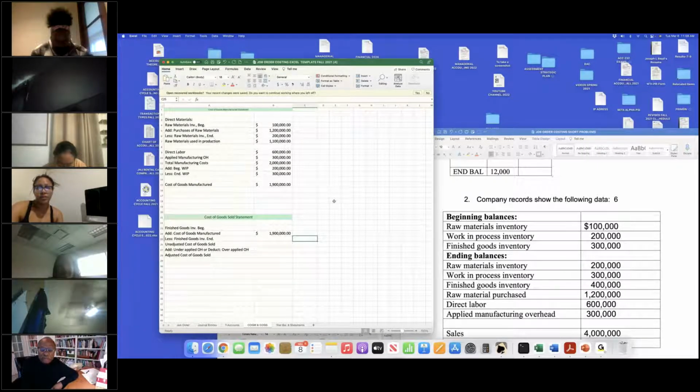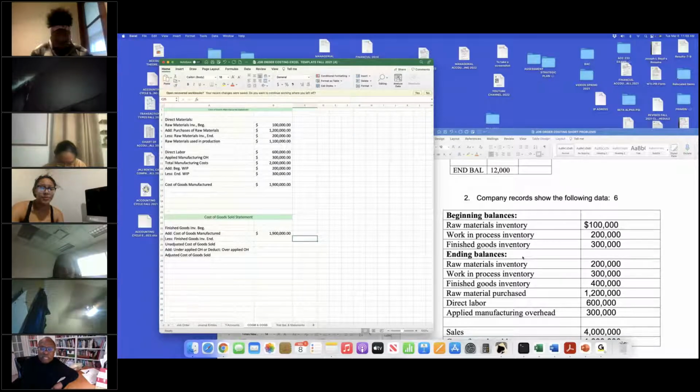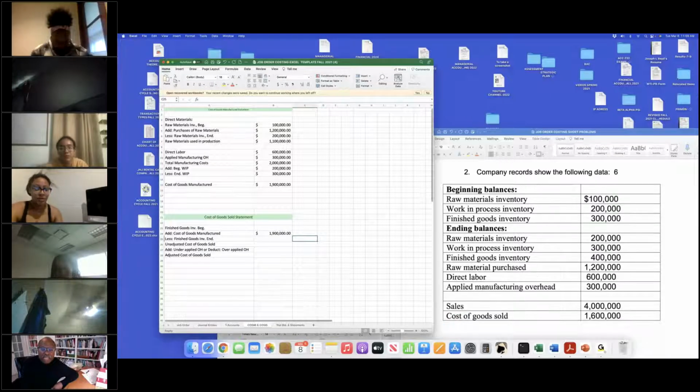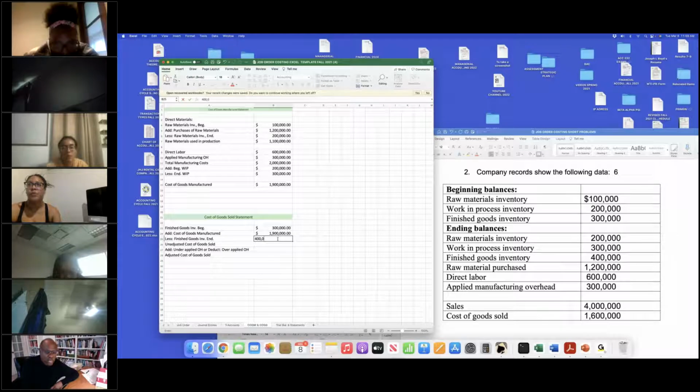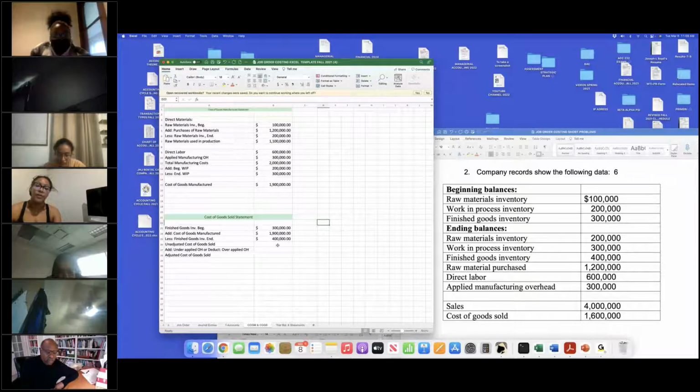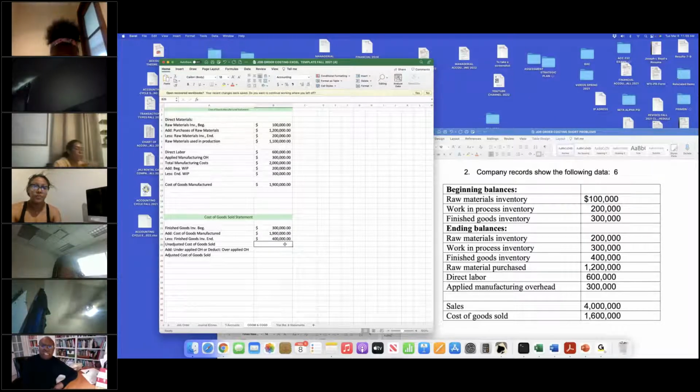What's our cost of goods sold going to be? 1.7. How do we get that? Our beginning finished goods was what? 300,000. Our ending finished goods was what? 400,000. So once again, if we had 300 in the bank at the beginning, we added $1,000,009, we got 400 at the end. How much did we sell? How much did we use? 1.8 sounds good to me. $1,000,009 plus 322 less 4, 1,000,008.